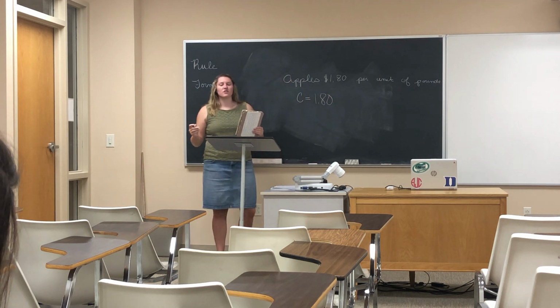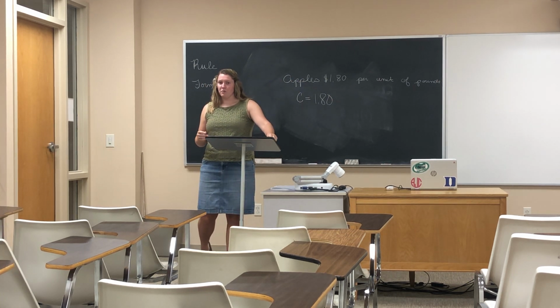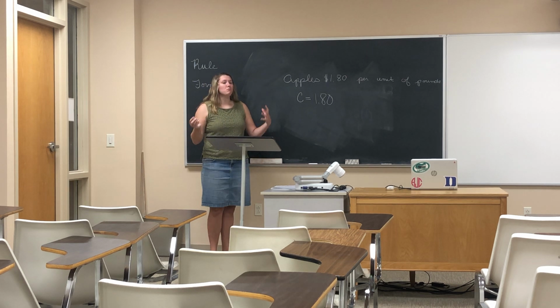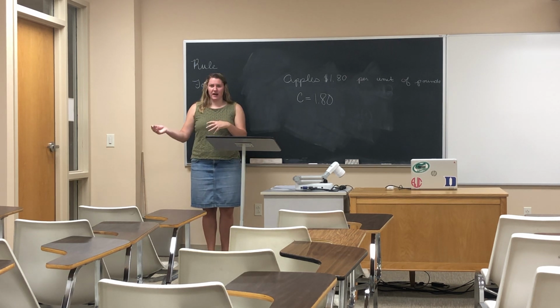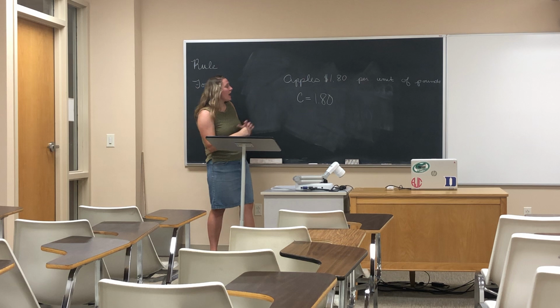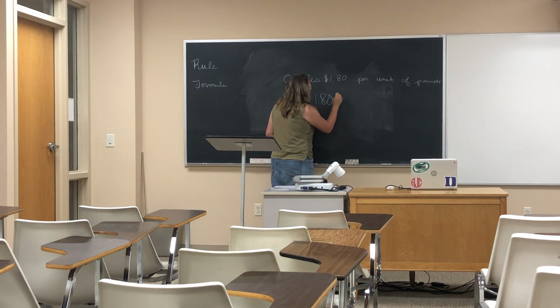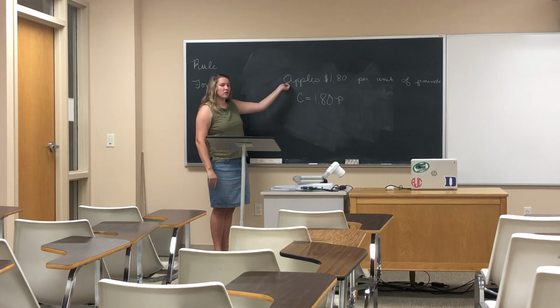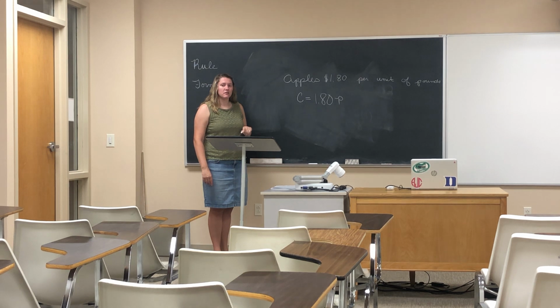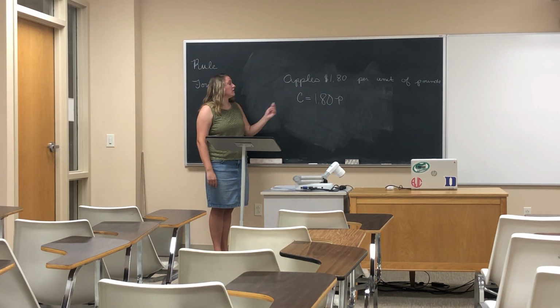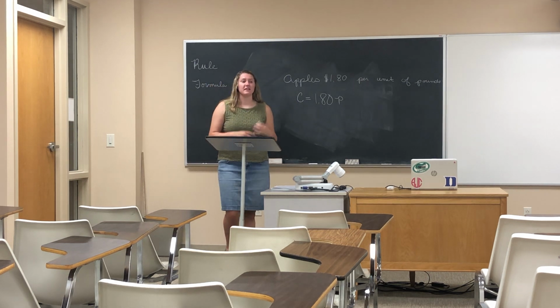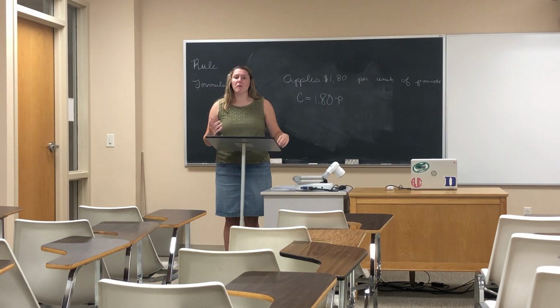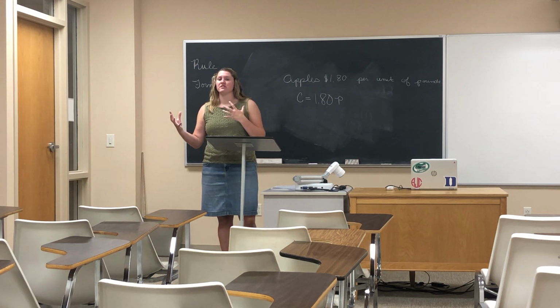So the only thing that's going to change could be our pounds. Maybe we buy a lot of pounds, maybe Emma's buying just a few. So that is where we would just have our P, because that's what could change. So if this is my rule, what is the formula, Emma? C equals 1.8P. Right, because we can use that formula to figure out how much money it's going to cost based on how many pounds.